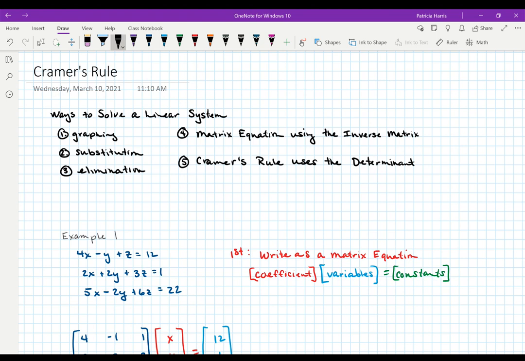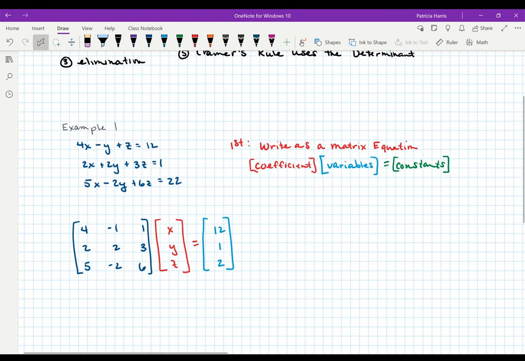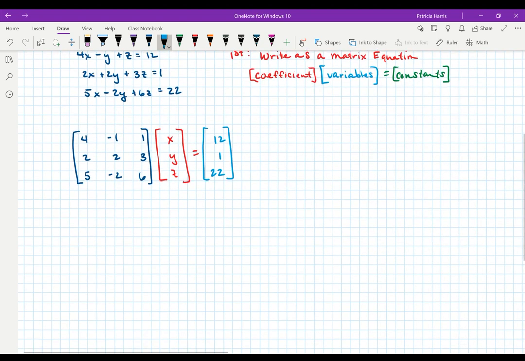We have a 3 variable system. Our very first step is to write it as a matrix equation. So we have our coefficient matrix, our variable matrix, and then our constant. And I dropped a 2. So I just did that first step. Our second step is to find the determinant of our coefficient matrix.